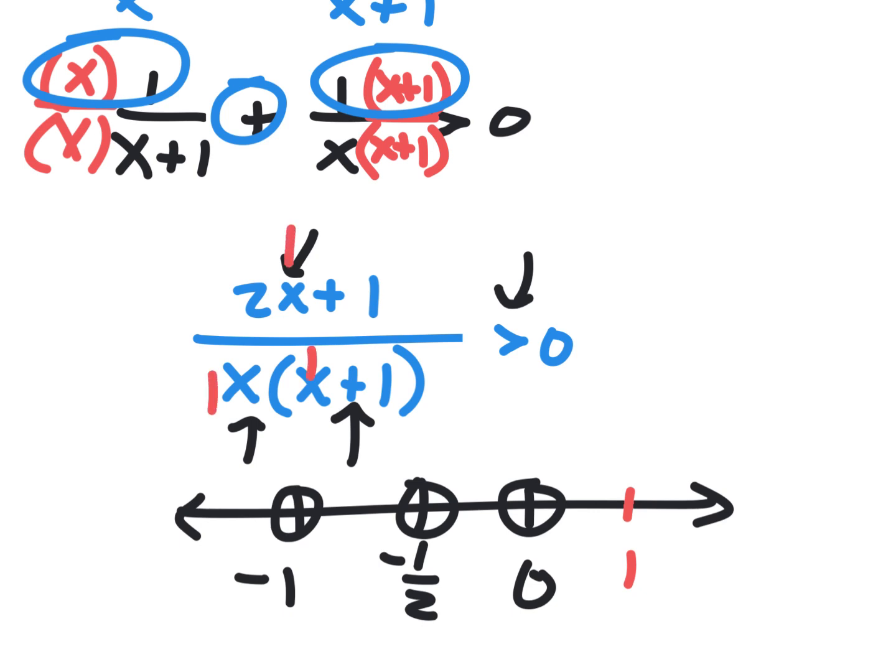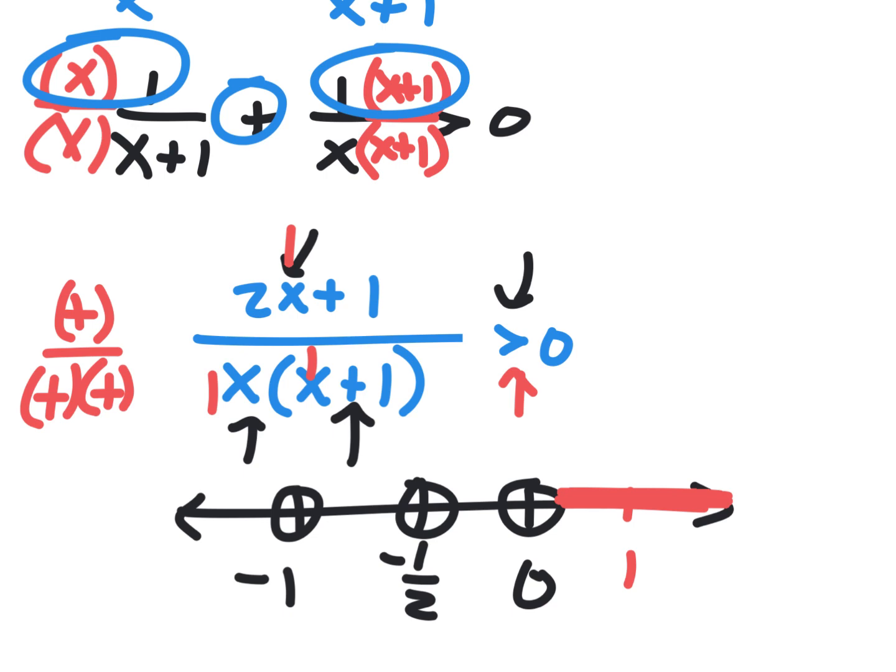I get positive over positive, positive. Remember how that works? I don't care exactly what number I get. I just care that I got all positive numbers. And that makes it positive, and that makes it bigger than 0, and then it makes it work. So it works out there.